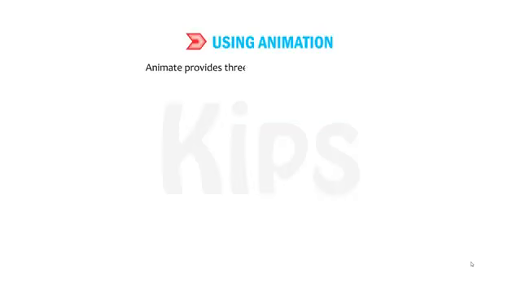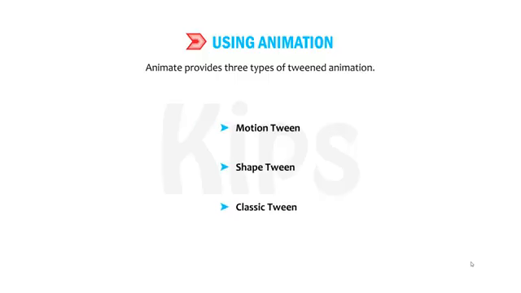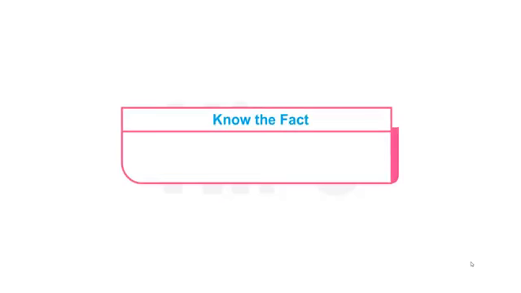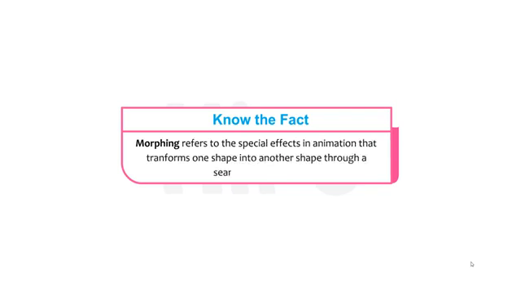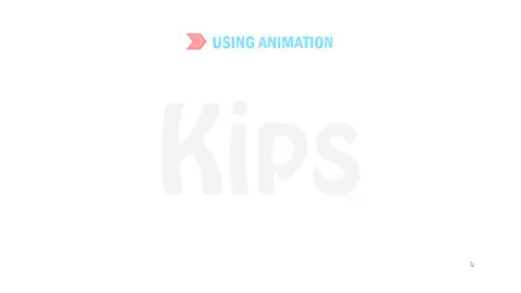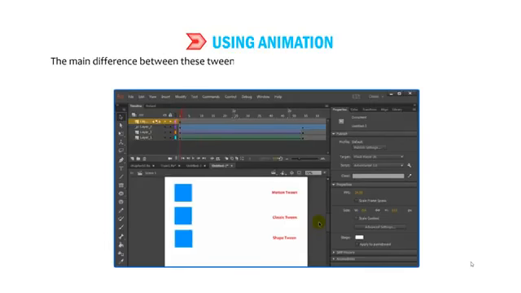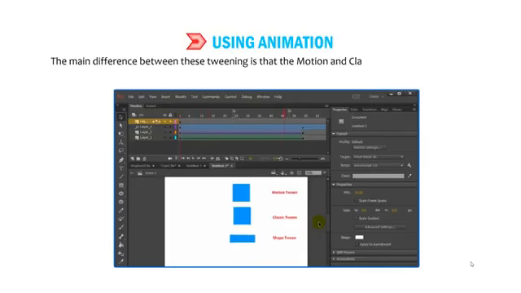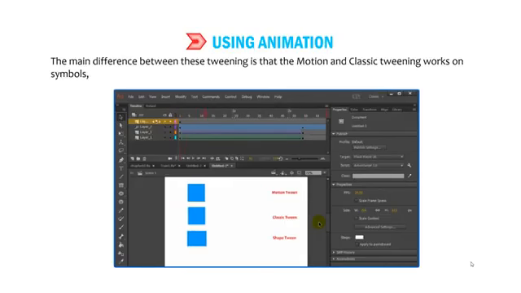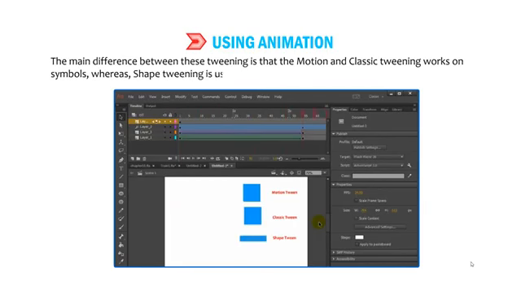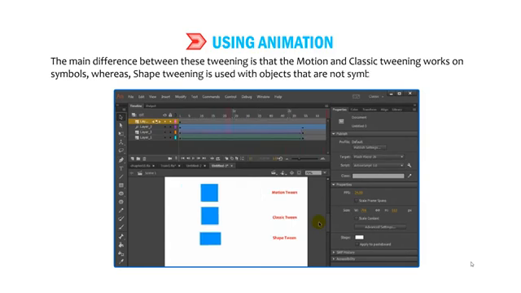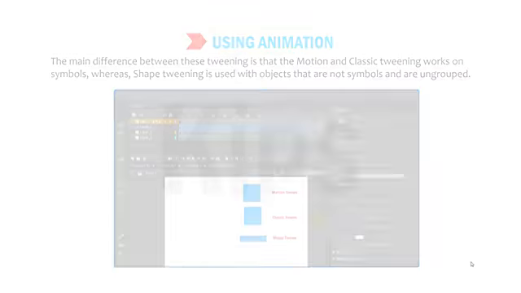Animate provides three types of tweened animation: motion tween, shape tween, and classic tween. Students, please note the fact: morphing refers to the special effects in animation that transform one shape into another shape through a seamless transition. The main difference between these tweens is that motion and classic tweening work on symbols, whereas shape tweening is used with objects that are not symbols and are ungrouped.